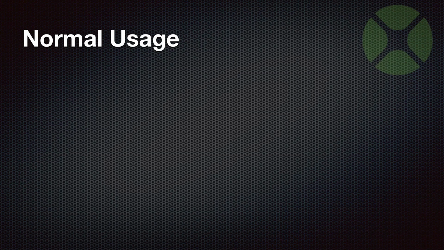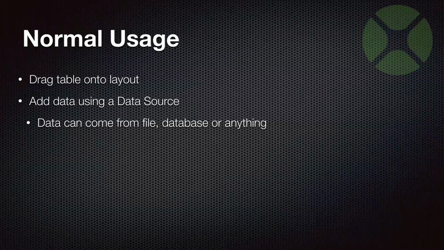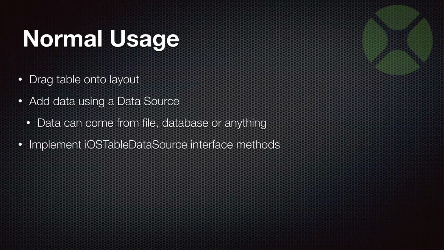So instead, you're going to want to use the normal usage, which is the same sort of thing. You're going to drag your table onto the layout, but instead, you're going to use a data source to add your data to the table. And a data source means the data can come from anything. This will be a special thing you create that serves as the source for the data. But you then tell the table to use the data source, and then iOS will pull the data from the data source as it needs it. So it's much more efficient. And to do that, you implement an interface, the iOS table data source interface, which has several methods where you can put your code to return the values that are necessary so that the table can display things.